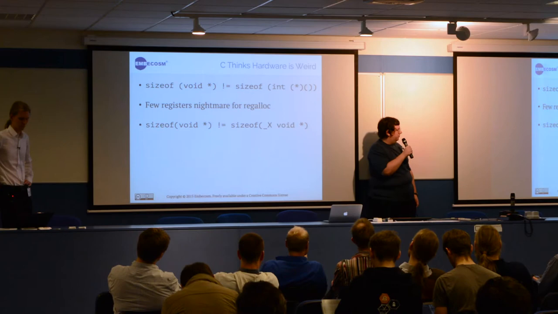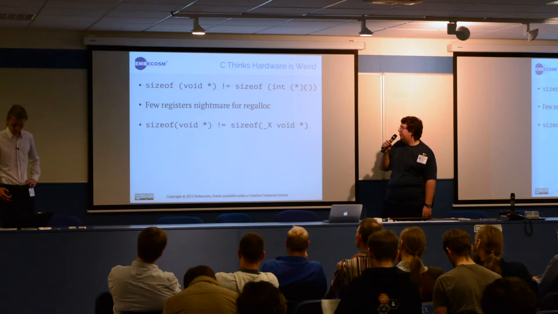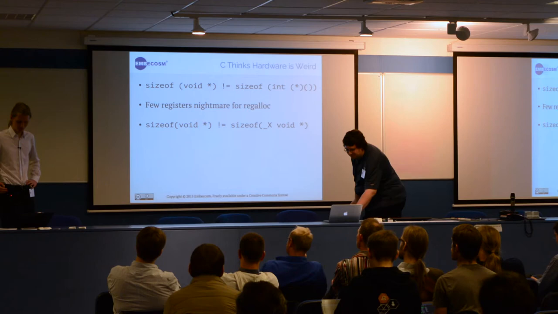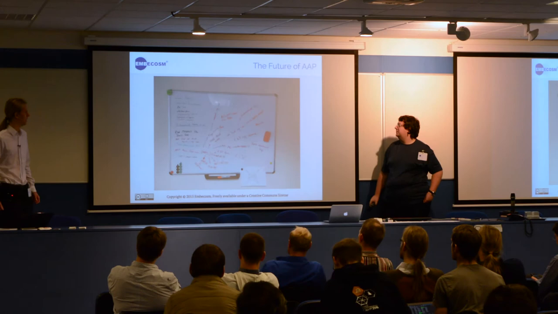And now I'd like to hand over to Ed for what the architecture from Hell version 2 looks like. Yes. So at the moment, the architecture is reasonably sane. We've generally got a very RISC architecture and it looks quite sensible.